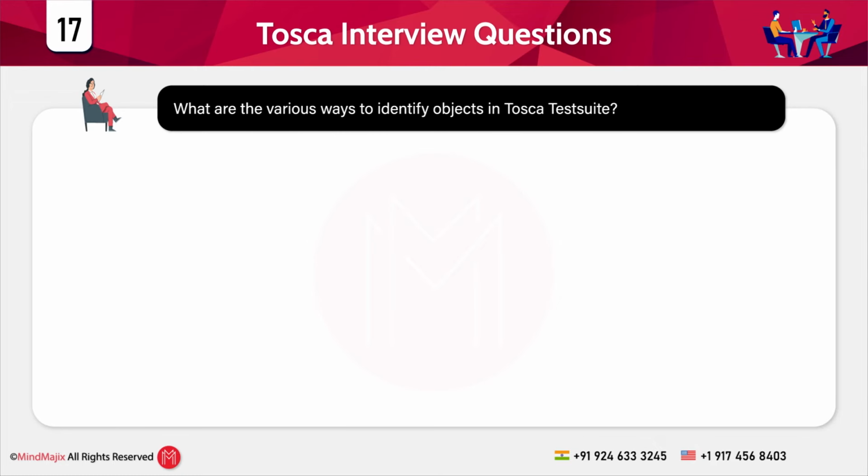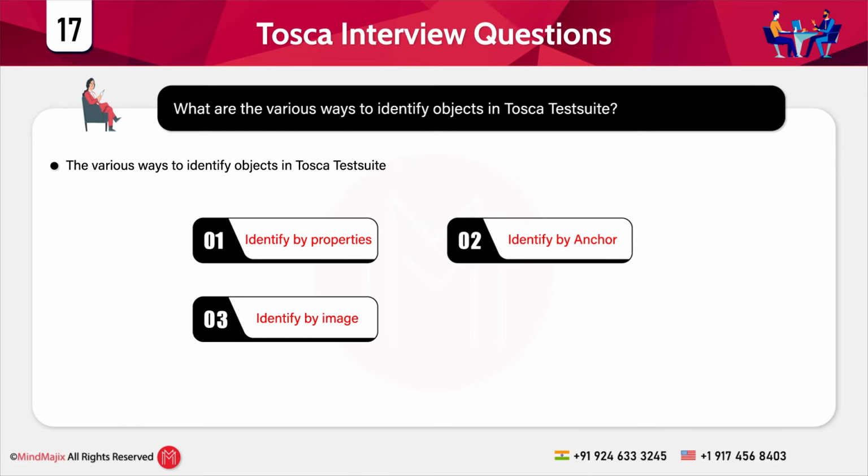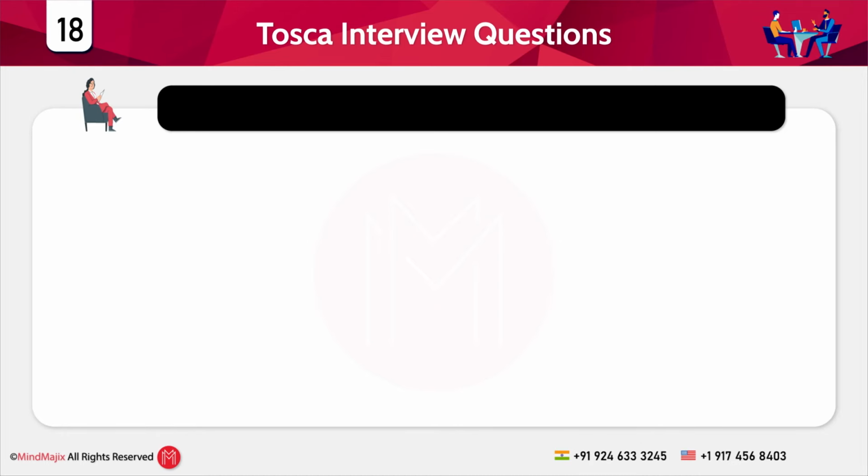What are the various ways to identify objects in the Tosca Testsuite? As you can see on the screen, these are the various ways to identify the objects. The first way is identify by properties. Next, identify by anchor. Then you have identify by image. And lastly, you have identify by index. So these are the 4 different ways to identify objects in the Tosca Testsuite. So let's move ahead with the next question.